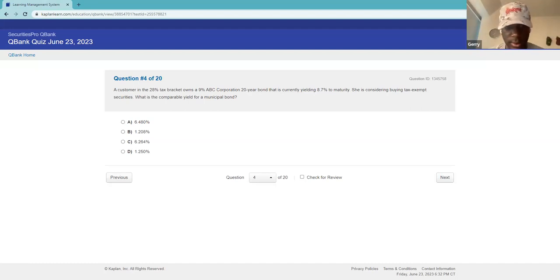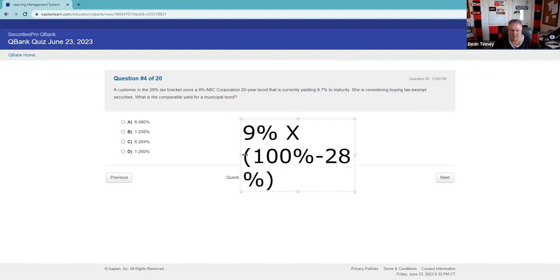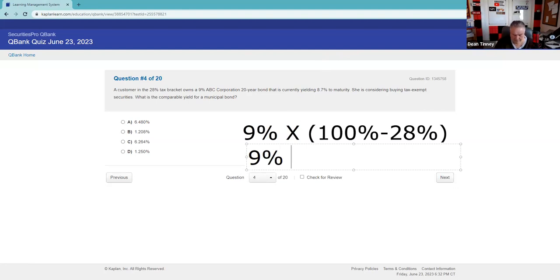So I would just do 0.09 times... That's exactly right. You don't want to give up these questions, my friend, because in practical application, there's no interpretation of what the answer is. You simply get it right or you get it wrong. So you're going to take 9% times, and in math we always do the parentheses first. I suggest you just right out of the gate do 100% minus the 28%, because whether you're multiplying or dividing, you've got to do that. So now we've got 9% times 0.72. That's 72%, so that's what she gets to keep, 72 cents of every dollar. Hopefully when we do this math, we come up with one of these choices. That's the good thing about math: if we do it correctly, we should come up with the answer.